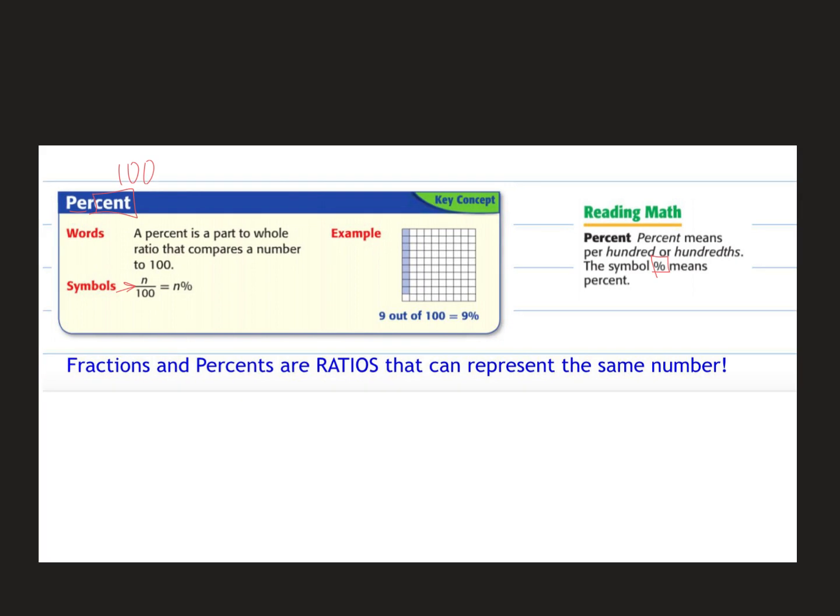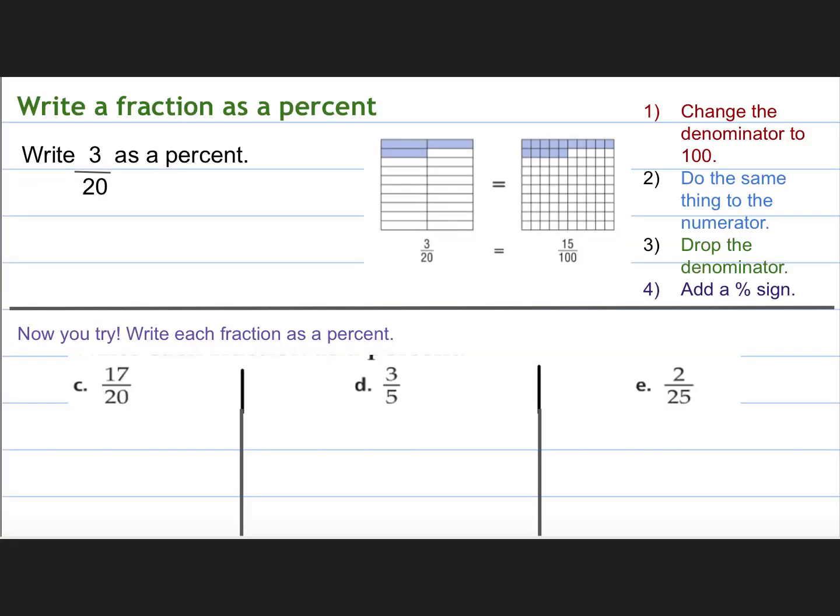Fractions and percents are ratios that can represent the same number, and that's what I was saying, the 90 out of 100 is equal to 90%. They have the same value. When we're looking at writing a fraction as a percent, here on the side, these are our steps. The first thing is to change the denominator to be 100. Since percents are out of 100, we need to make the bottom 100. Whatever we multiply the bottom by, we're going to multiply the top by the same number. Then you drop the denominator and add a percent sign. So whatever your numerator is, that is the percent.